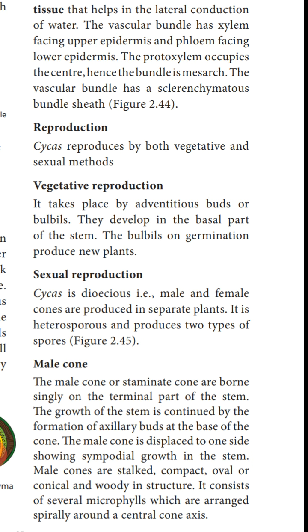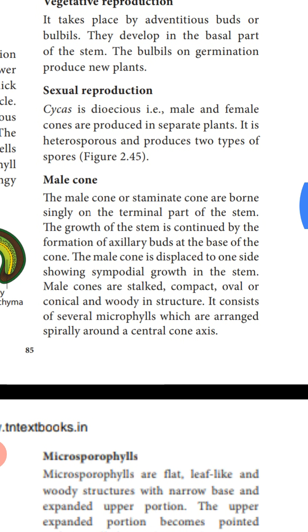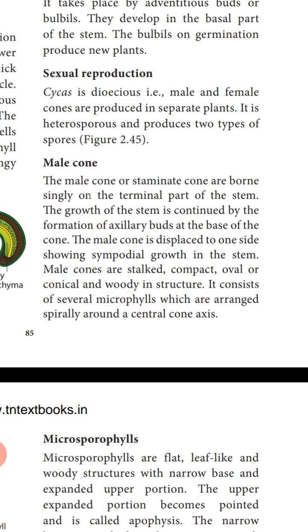Male cone. First we will study the male cone. The male cones are staminate cones, since only the male reproductive part is present there. So this cone is also called the staminate cone. They are borne singly on the terminal part of the stem, at the tip of the stem. The growth of the stem is continued by the formation of axillary buds at the base of the cone.